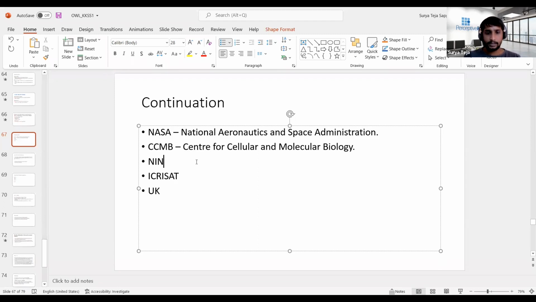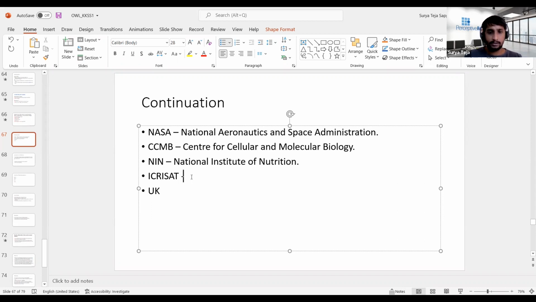If I move to the next one, NIN, which is National Institute of Nutrition. So here also in this case, as we discussed, the preposition has not been capitalized, and the organization name is National Institute of Nutrition. So the starting letters of the words will become an acronym or the abbreviation.